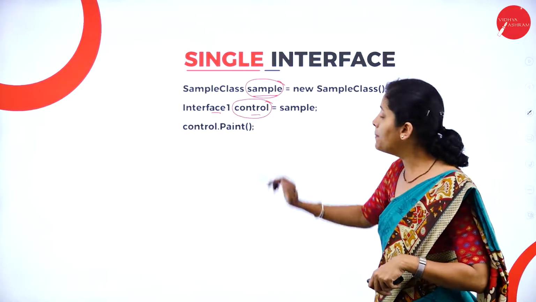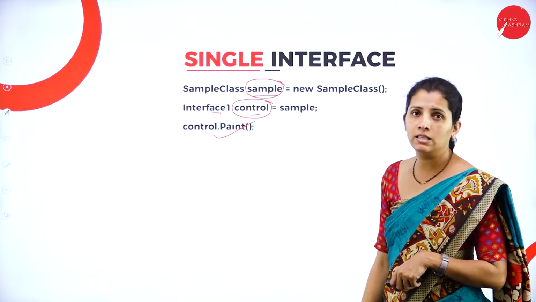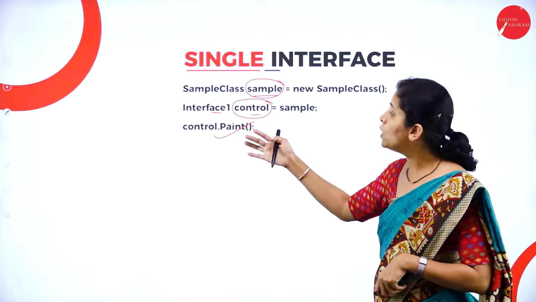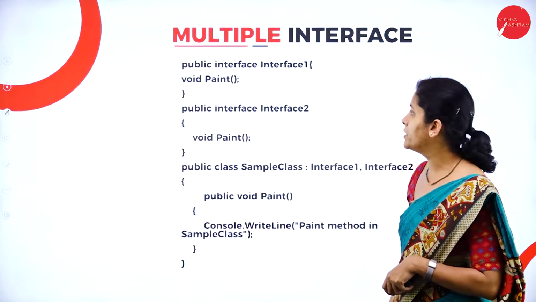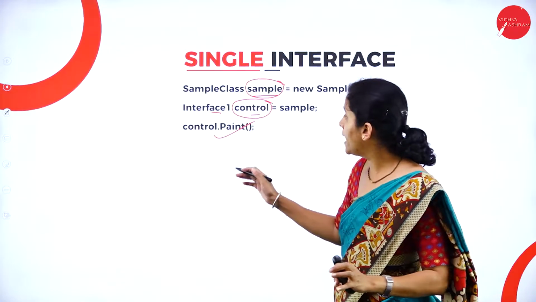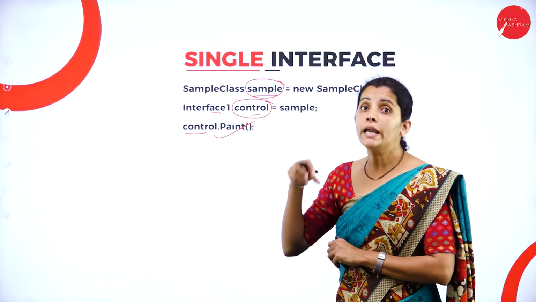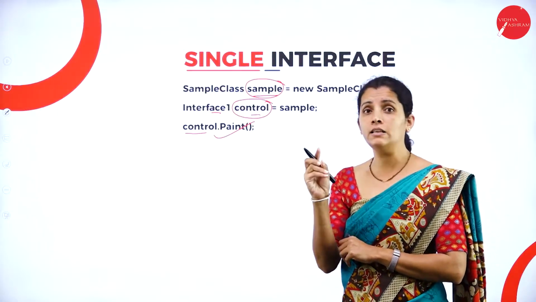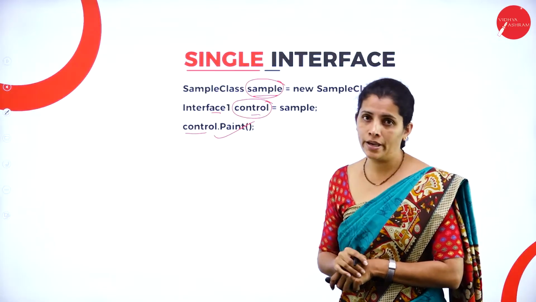Now with the help of control, I am able to invoke the method called paint. This is the way I am going to call the method which is present in the interface. Now with the help of the control object, I am going to invoke the method. So what method? The abstract method which is present in the interface.